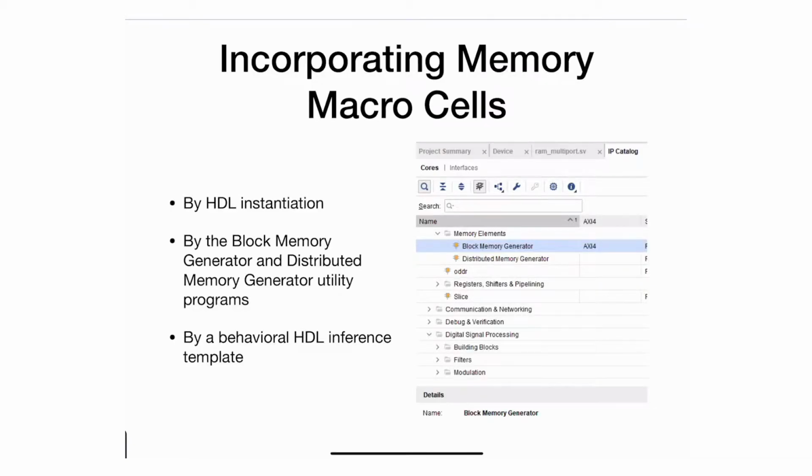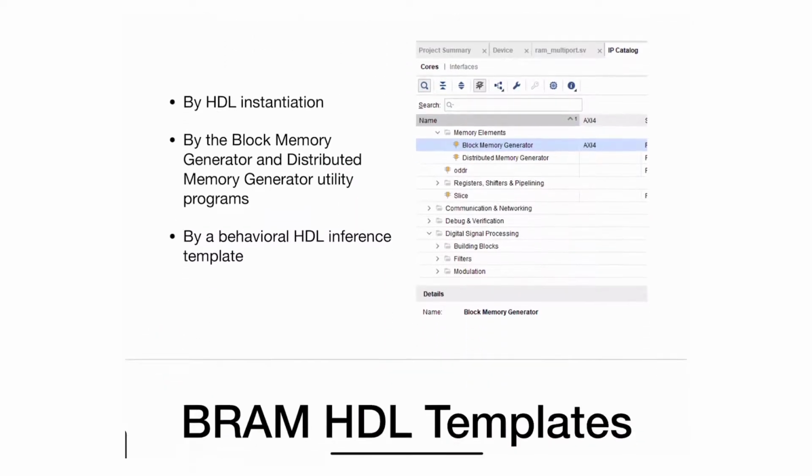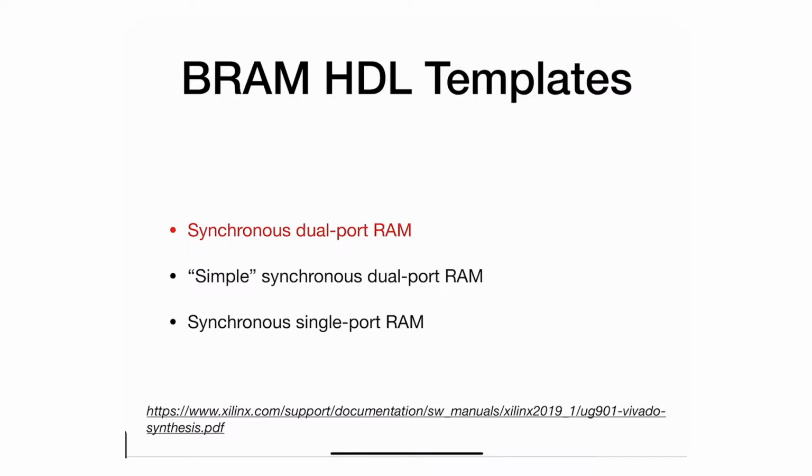I now want to show you this third method of incorporating BRAM or memory cells into our code. Specifically, I'll show you how to force Vivado to use BRAM to describe its memory arrays or the RAM. And I'll show you three different examples, and the difference between them is subtle. So let me explain the differences between the three examples.